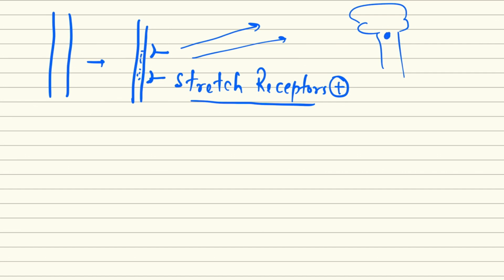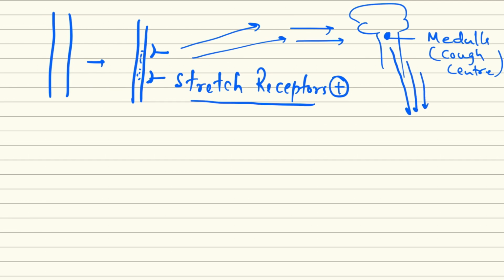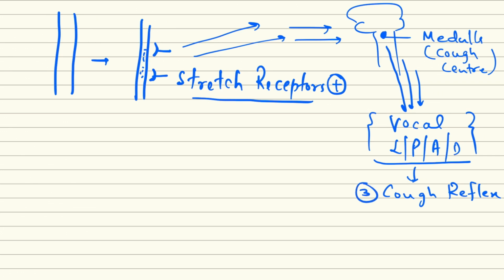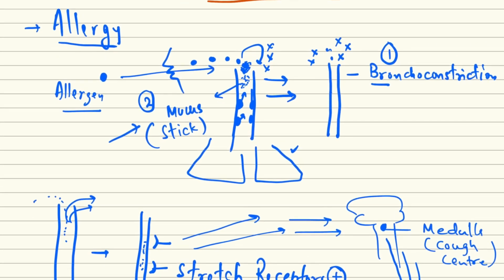Here is the cough center, located in the medulla oblongata. The signal goes to the brain, to the medulla oblongata, and the cough center gets activated. It then produces excitatory impulses that go down to the vocal cord, larynx, pharynx, abdominal muscles, and even the diaphragm. These muscles work in a coordinated way to initiate the cough reflex, and the patient tries to cough. This is also a defense mechanism, and as the patient coughs, the dust particle trying to enter will be thrown out. So this is how the body tries to prevent the entry of the allergen or foreign particle.